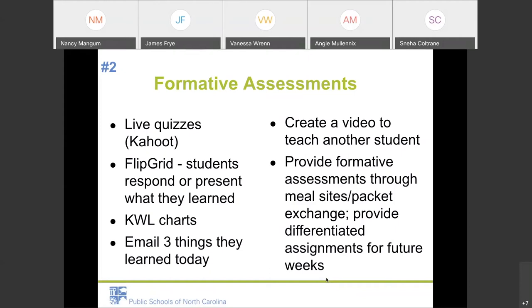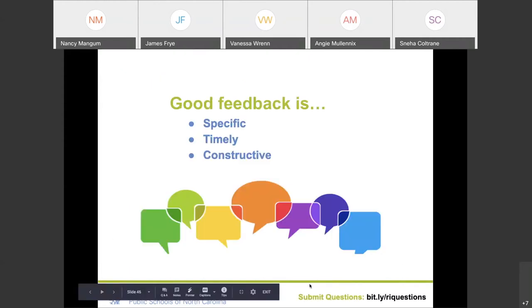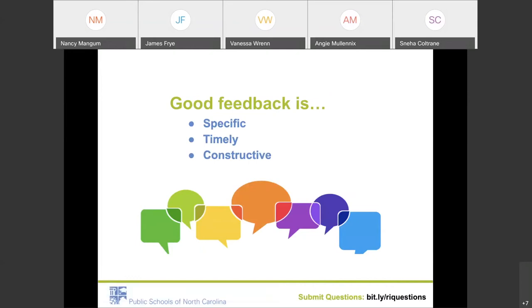Students crave that feedback, both the formal and the informal. We all do. And so good feedback is specific, it's timely, and it's constructive. Because feedback doesn't necessarily mean tests or grades, there are some great ways that we can provide that feedback.